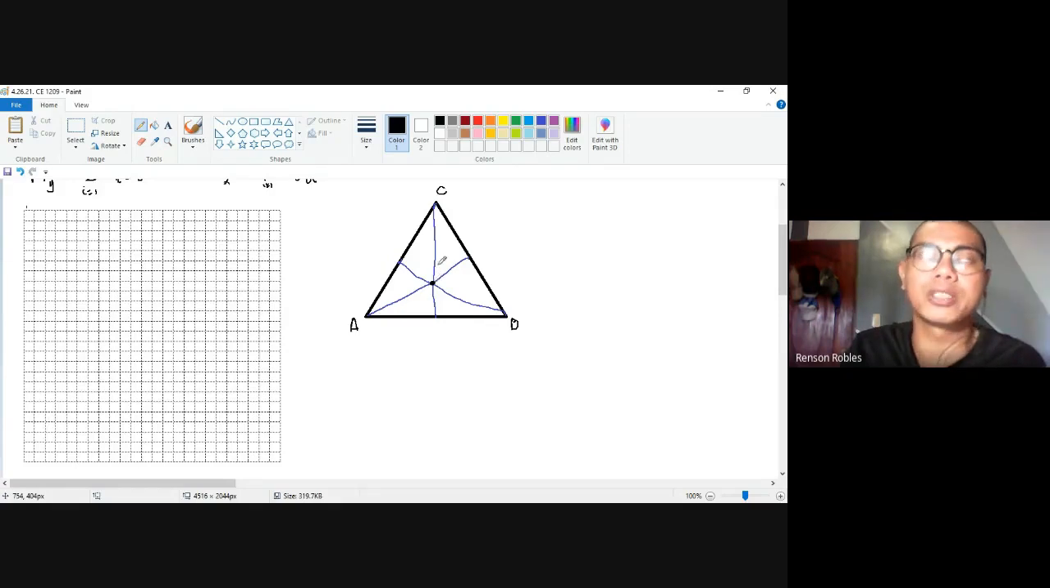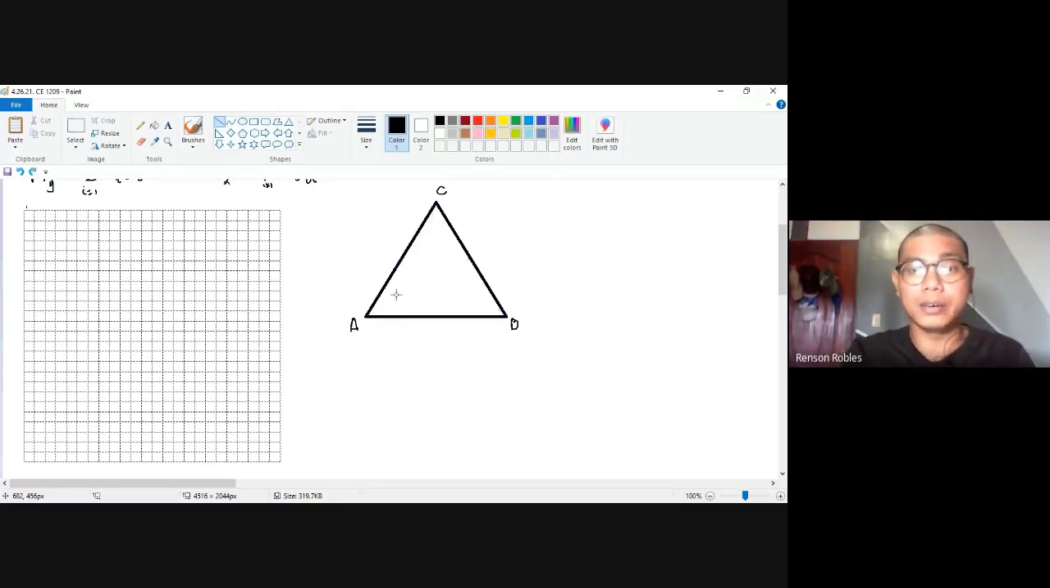Whereas the point of intersection of all the altitudes of a triangle is called the orthocenter. Altitude is a segment drawn from the vertex of a triangle perpendicular to its opposite side. That is what you call the orthocenter, and that is our topic for today.